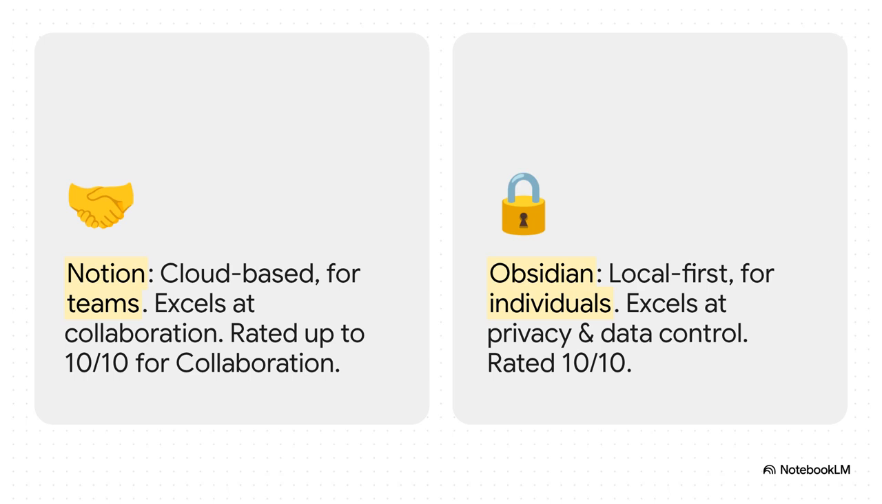See, Notion is all about the cloud. It's built for teams, so it is amazing at real-time collaboration. Obsidian, on the other hand, is local first. It's built for the individual, and its superpower is privacy and data control. So there it is. Do you need collaboration or do you need control?